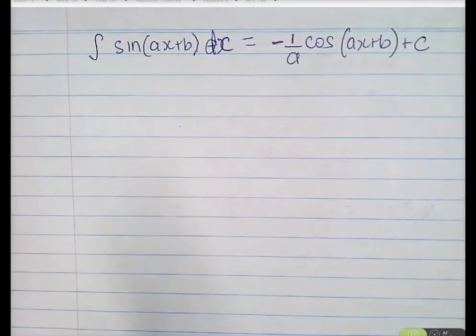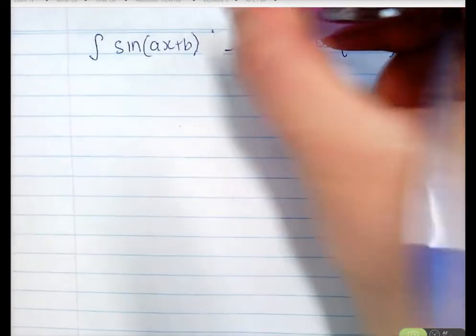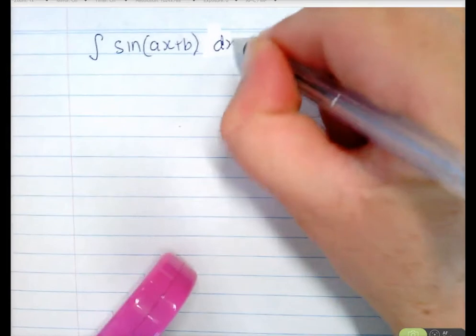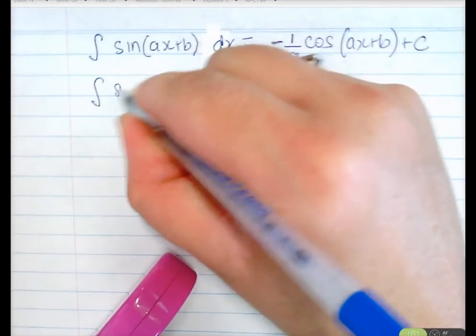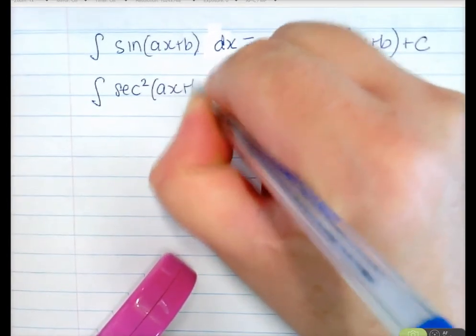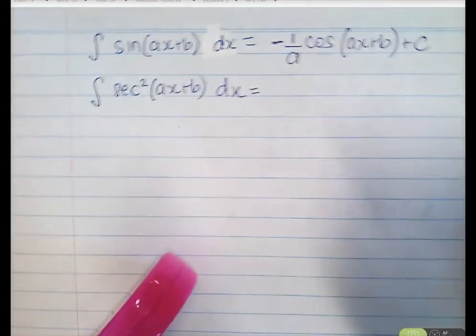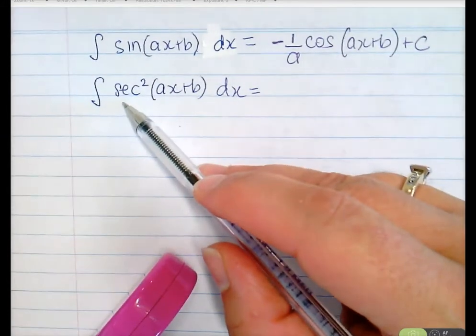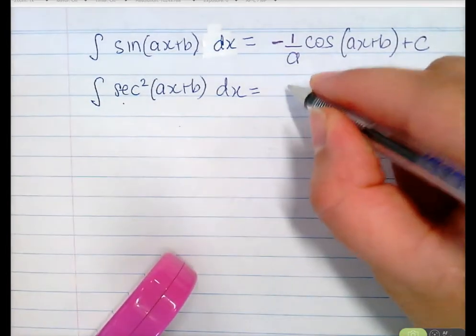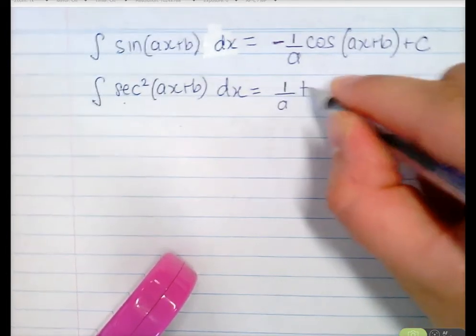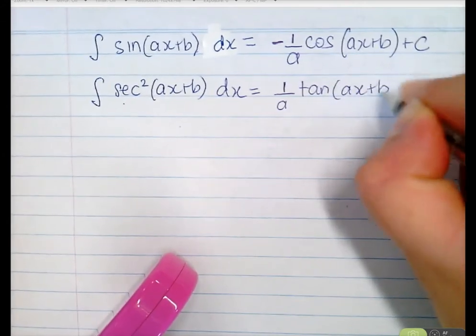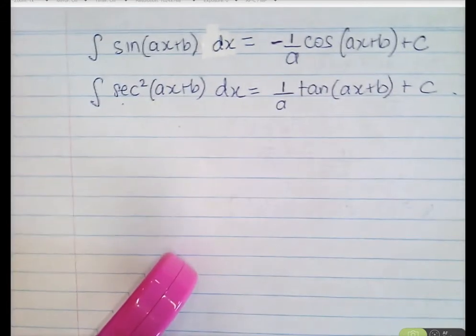So that's the rule for integrating sine of a function, but the function has to be a linear function, sine of ax plus b. It's negative 1 on a. Same with integrating sec squared ax plus b with respect to x. Same thing, but when you integrate sec squared, you just get positive tan. So we just get 1 on a tan of ax plus b plus c. I'm not going to do the proofs for those.